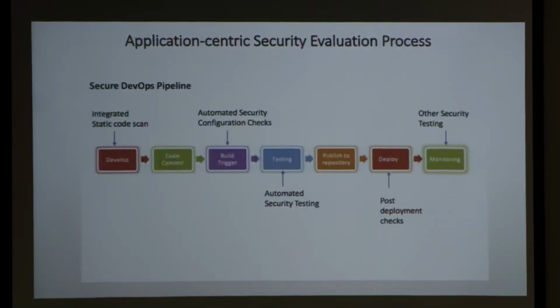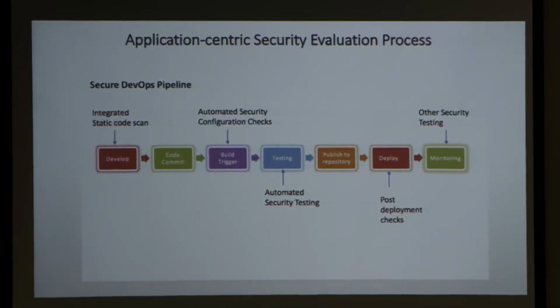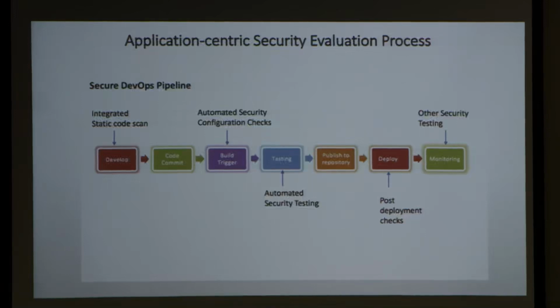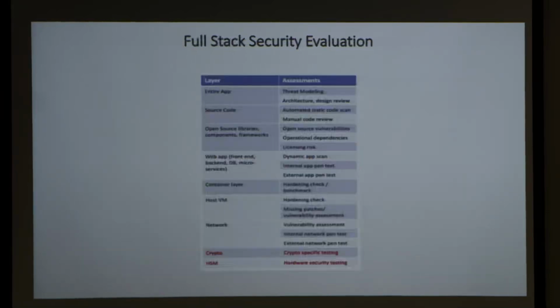This is the same thing, but for a secure DevOps pipeline. Whatever manual stuff we were doing in waterfall SDLC or Agile, we try to replace it with automation as much as possible, and that's how we scale. So for every single build, we do the same thing: static code scan, then some automated configuration check, and a dynamic scan every once in a while, and whatnot.